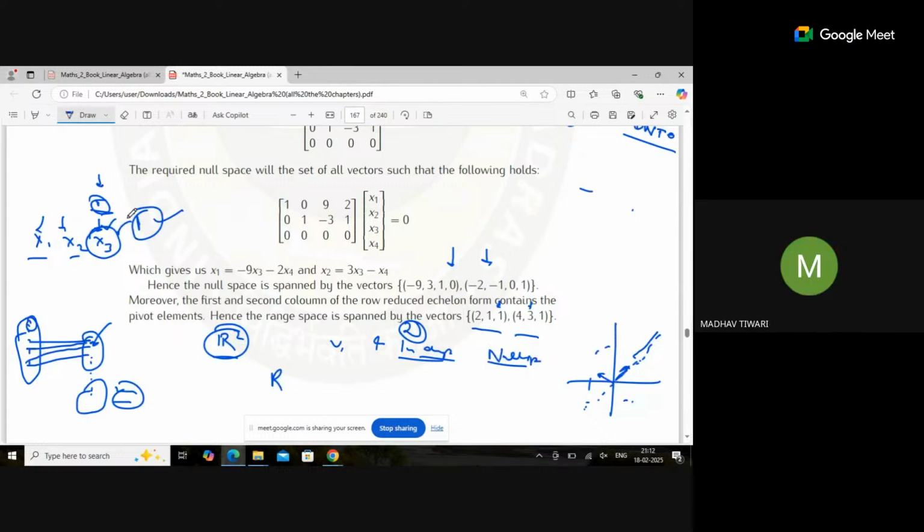Suppose in place of 1, if I give the value 2 there, what will be my answer? x2 will be -2, x1 will be -4, x3 will be 0, and x4 will be -2. If I write it down, what is this? (-4, -2, 0, -2)... it is just twice of the earlier vector. Or did I do something wrong? x2 is x4.